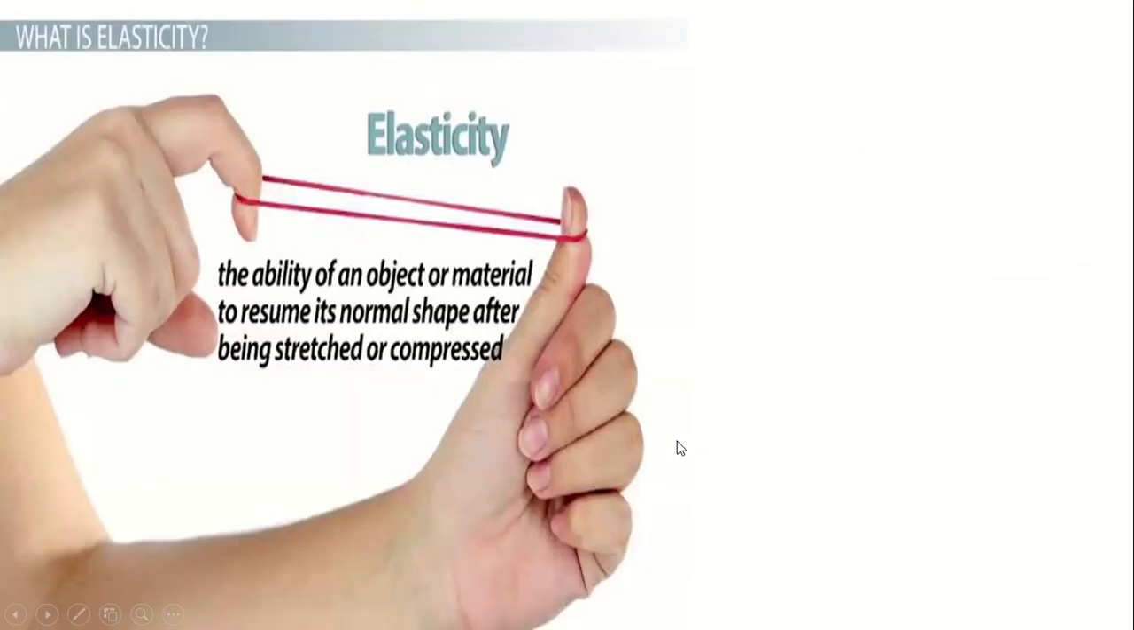So what is elasticity? At first we have to know that elasticity means the ability of an object or material to resume its normal shape after being stressed or compressed. That means when we remove the applied force, the object will return back to its original shape.